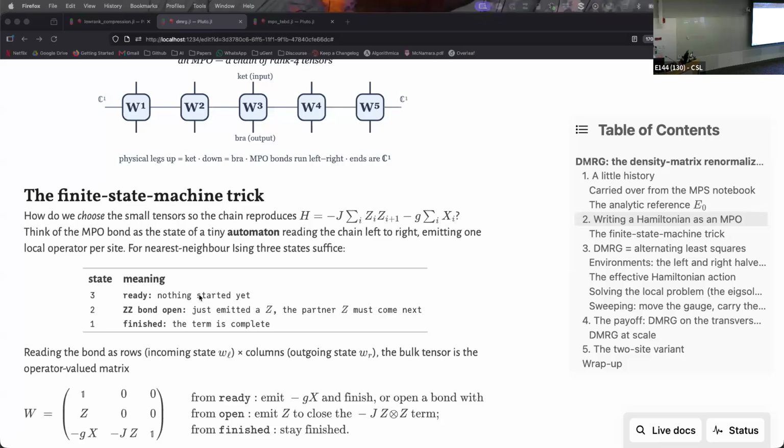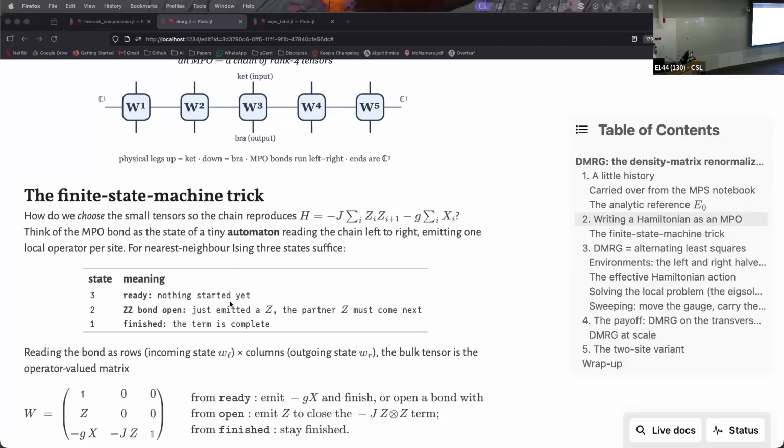So then if you look at the second site, you can be in three states. Either nothing has happened, in which case you can either apply an x, a z, or an identity. I can have already had an x, in which case nothing can happen; I only will have identities afterwards. And then finally, if my previous thing that I did was apply a z, I have to apply another z because I had the two-site gate.